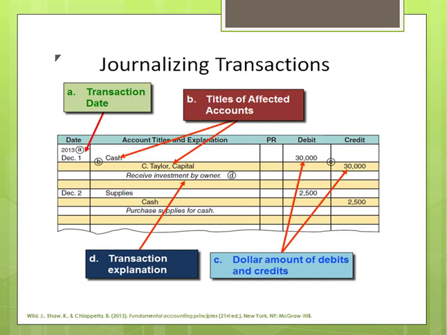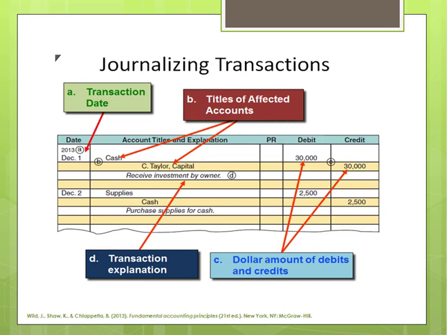Now, one other thing that you'll want to note here is that we always list the debit entry first. The debit entry will always come first, followed by the credit entry, which is slightly indented. Okay, and then for the amount side, again, debits are on the left, credits are on the right.